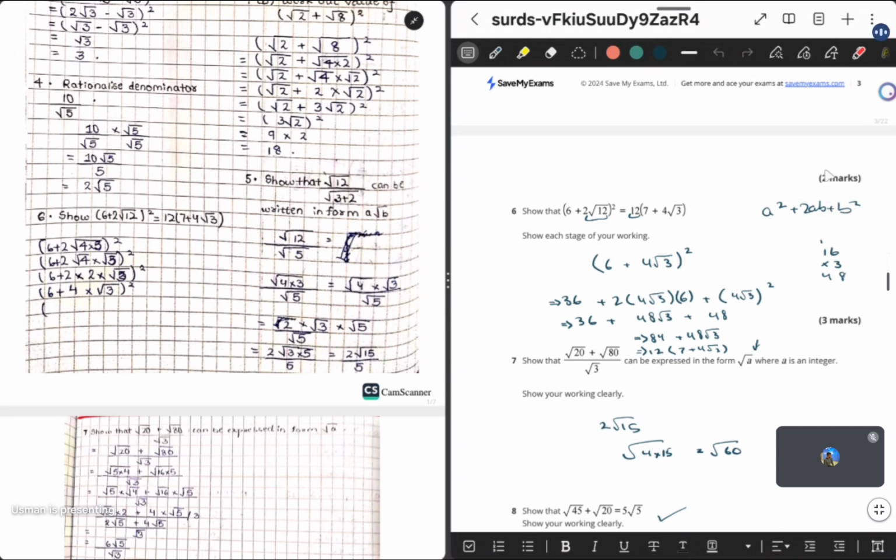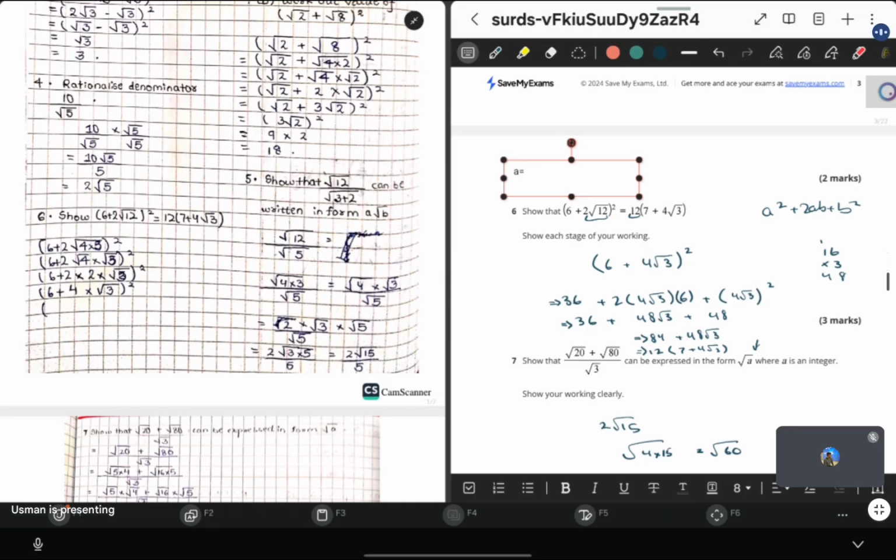Do you know what this is? The identity, where A plus B whole squared is equal to A squared plus 2A multiplied by B plus B squared. Yes?